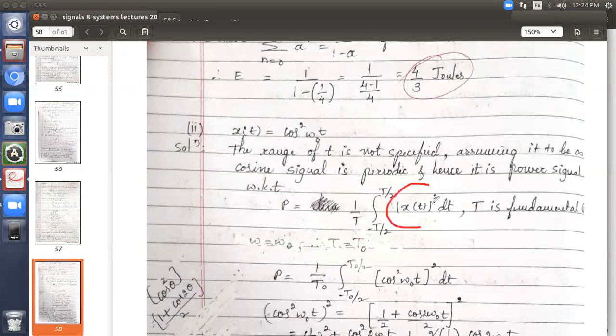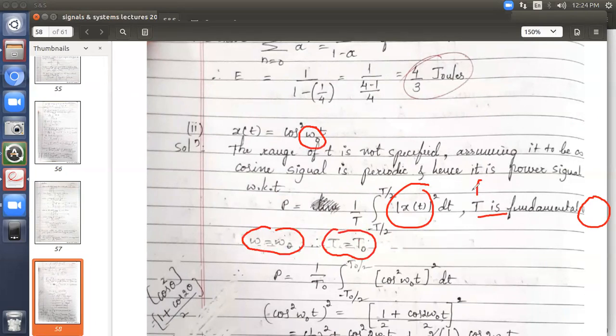So x square of t, that is the magnitude of the signal squared into dt. T is the fundamental period. It is missing here; you complete it. It is the period. Now, here it is given as omega naught. So instead of omega, we should consider omega naught, and instead of t we should take t naught.